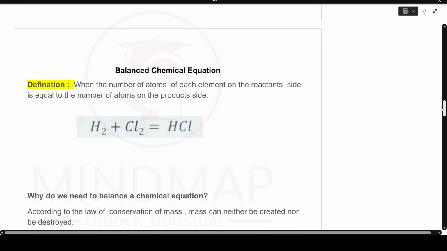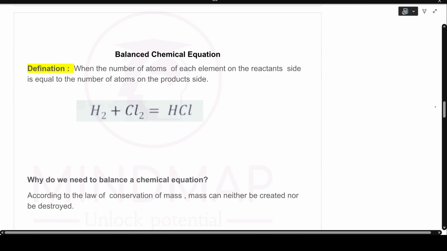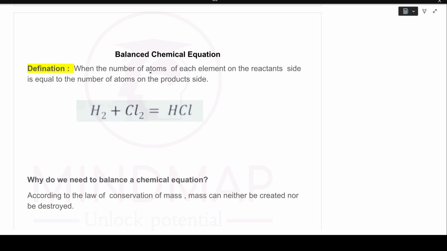So if these are unbalanced, what is a balanced chemical equation? When the number of atoms of the reactants is equal to the number of atoms of the products, such kind of equation is called a balanced chemical equation. Now look at this example. What we mean by balanced is that the number of atoms on the reactant side should be equal to the number of atoms on the product side.